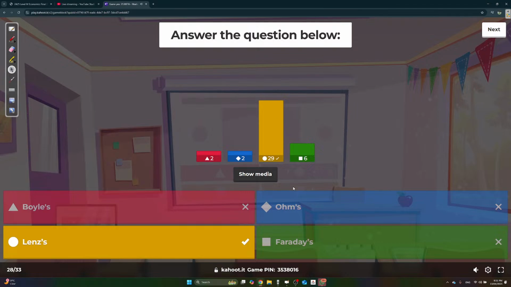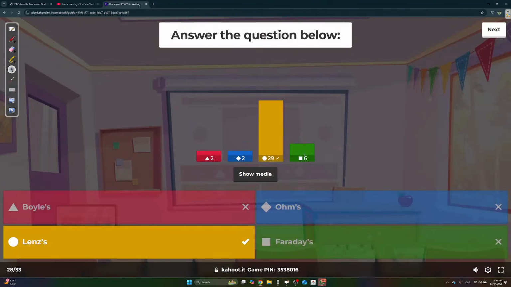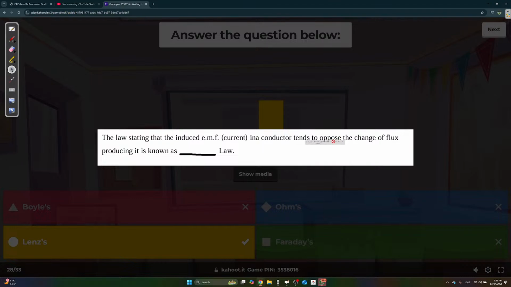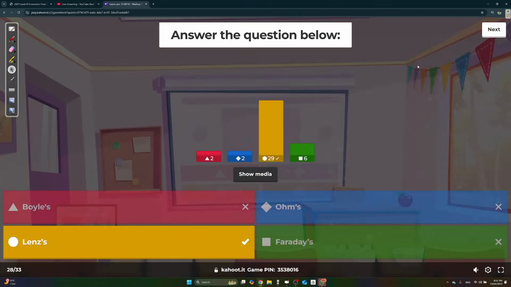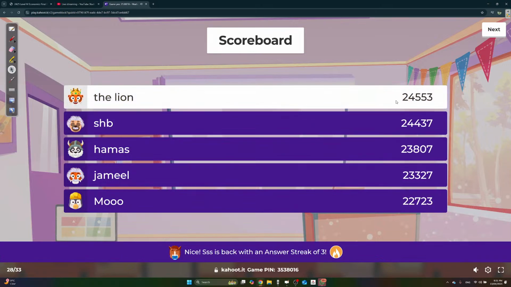Okay, 29 people said Lenz's law, but 6 people said Faraday's. Faraday's law states that the change of flux and the induced EMF are directly proportional. So once you see directly proportional, that's when you put Faraday's law. But Lenz's law says that they oppose, so that's how you differentiate between the two laws. Again, the leaderboard still remains the same, no change.